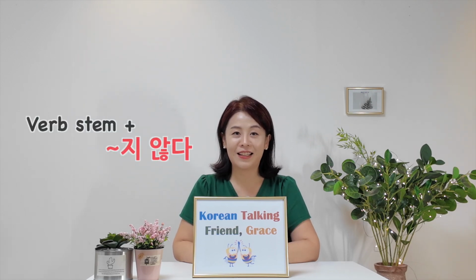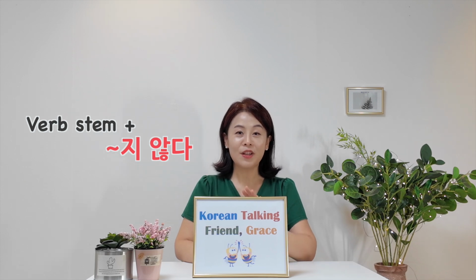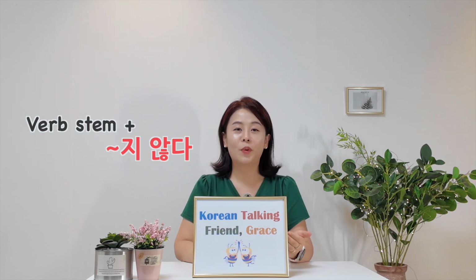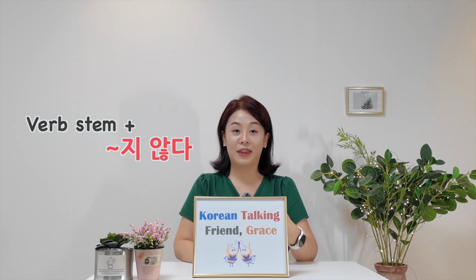And then the second way is using the same verb and, after the verb stem, saying 지 않다. 지 않다. You can use either one. Of course, later on when you learn more basic conjugation of verbs, you can use them more diversely. But for now, let us focus on 안 in front of the verb and 지 않다 after the verb stem. Okay, so let's look at the example.